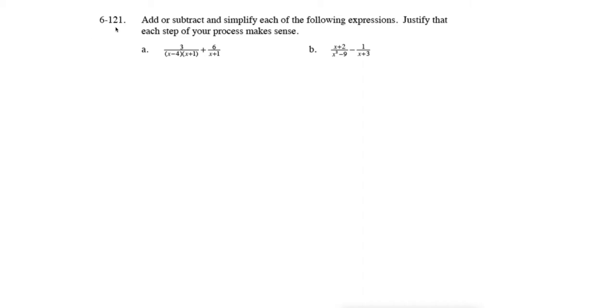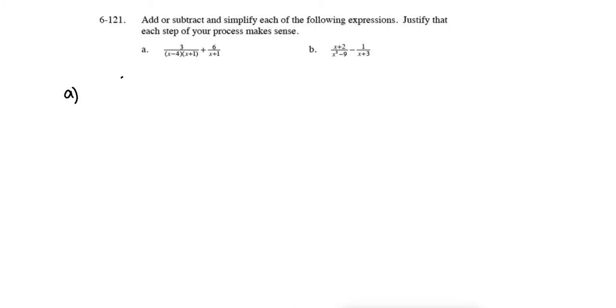Problem 6-121. Add or subtract and simplify each of the following expressions. Justify that each step of your process makes sense. Letter A. Let's go ahead and get into letter A.